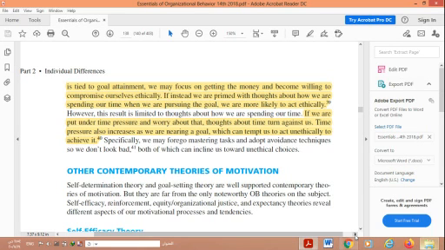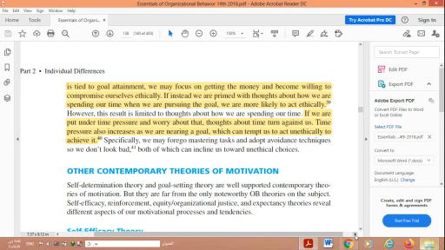But if instead we are primed with thoughts about how we are spending our time when we are pursuing the goal, we are more likely to act ethically. That is, if we take pride in the way and the time spent to reach this goal, then we act in an ethical way.